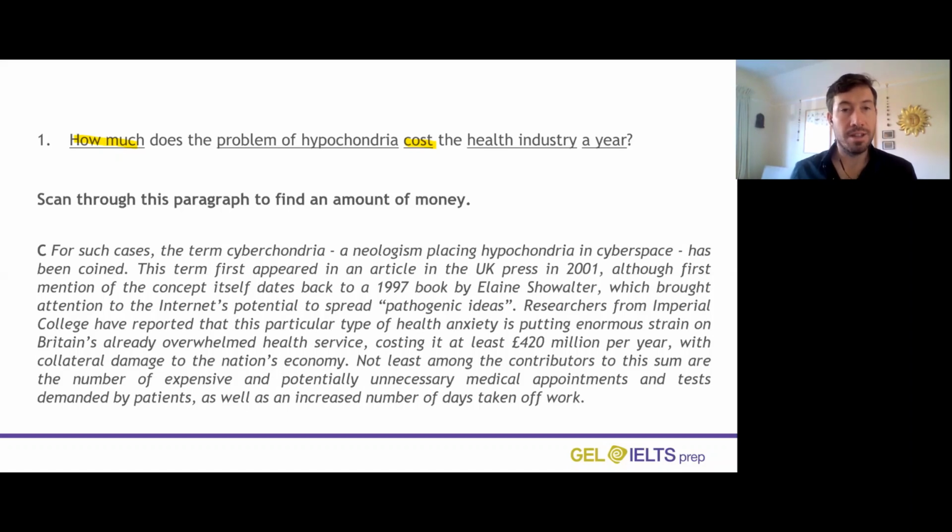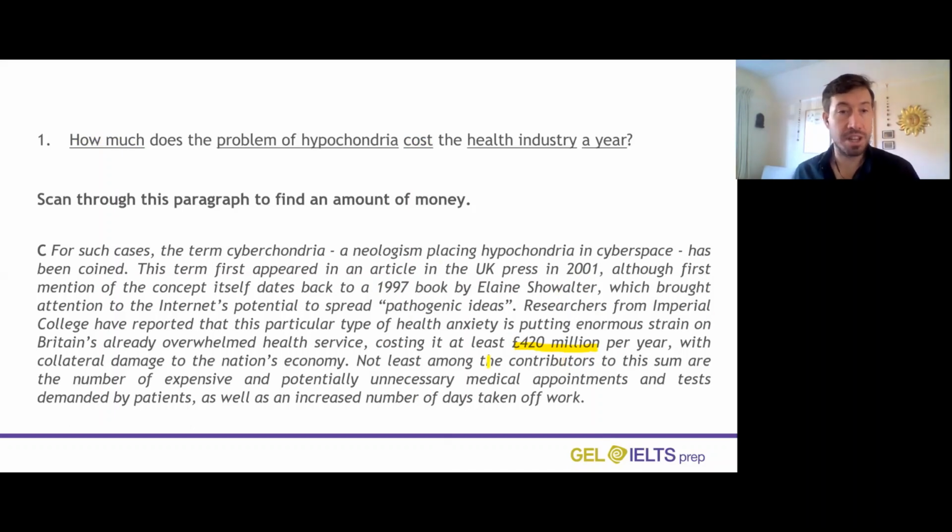Okay, so hopefully you found 420 million. I mean, there are other numbers like 2001, but that's a date. 1997, again, that's another date. But then you have the money here, 420 million. So the 420 million is the key thing. So we found that. Now we just need to check, is it the correct answer?